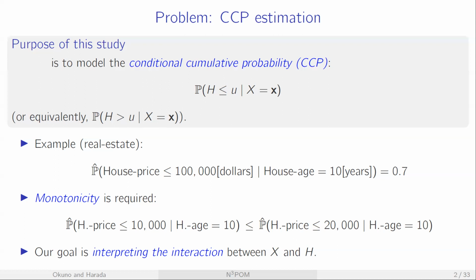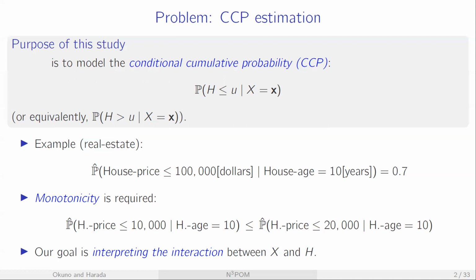Here I listed some examples of CCP. In this example, we consider the house price in a real estate dataset. Covariate X denotes the house age, and the response H denotes the house price. Then we may predict the probability that the house price is less than or equal to $100,000 when the house is 10 years old. Here, the probability is predicted as 0.7. So this is an example of CCP estimation.